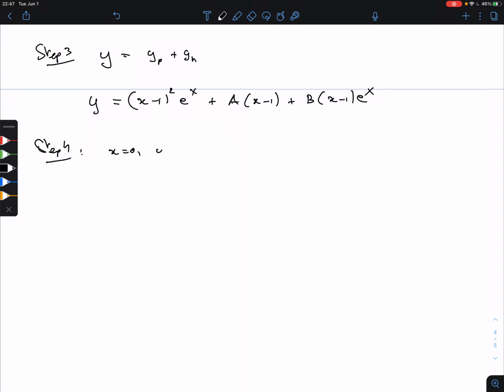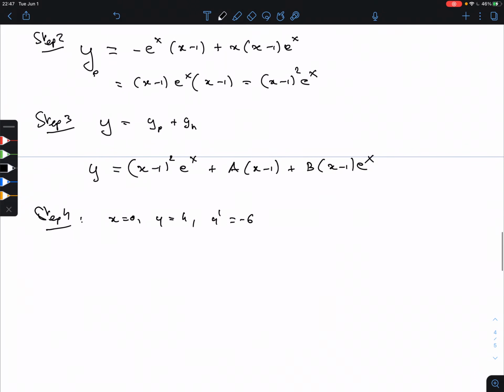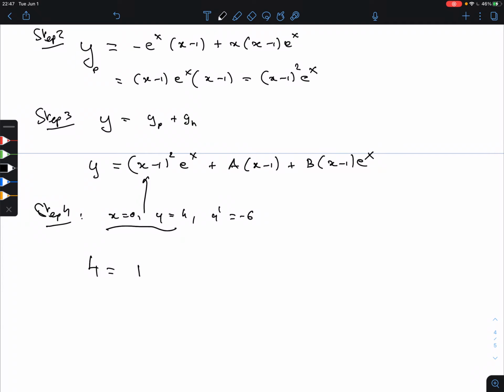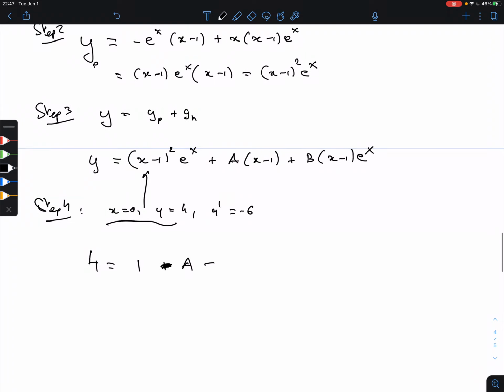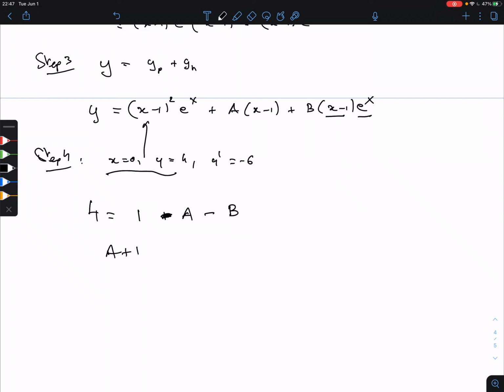If x is 0, then y is 4 and y prime is negative 6. Or 4 and minus 6, okay. So these two we can plug in, and in the general solution, 4 is equal to... the x minus 1s will be minus 1s. If I plug in 0, minus 1 squared is 1, and e to the power 0 is also 1, so that gives me a 1 here. Then plus a, and here I get minus b, because this will be minus 1 and this will be 1.